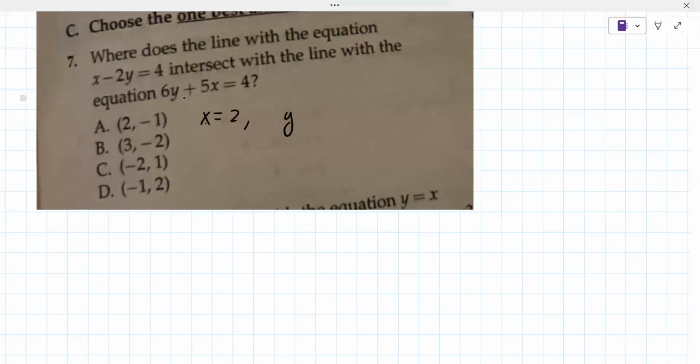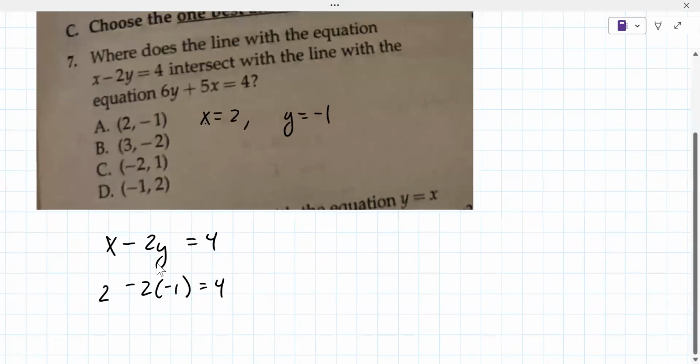x is 2 and y is -1. And you're just putting those into the equation and seeing, does this work? It's 2 because x is 2. Actually, let me do it. Yeah, -2 times -1. Does that equal 4? So you have to multiply here.